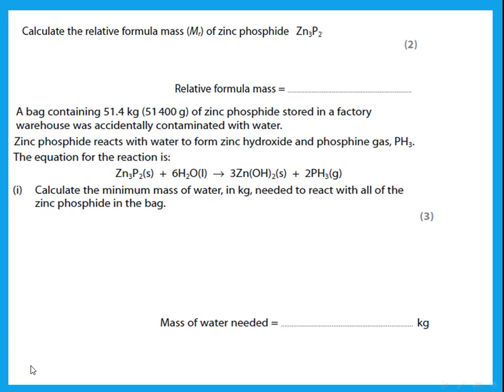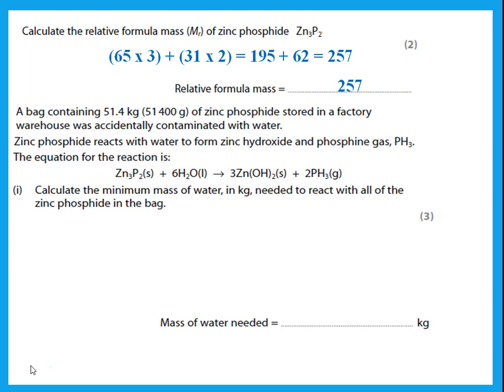Okay, calculate the relative formula mass of zinc phosphide. How do you calculate it? Zinc in the periodic table has a mass of 65 times 3 plus the phosphorus has a mass of 31 times 2, that comes out to be 257. So your molecular mass of zinc phosphide is 257.